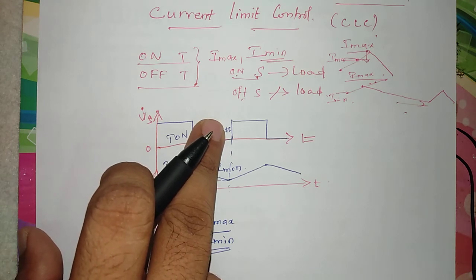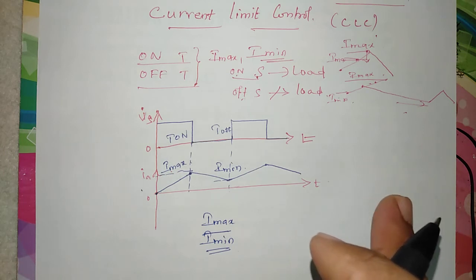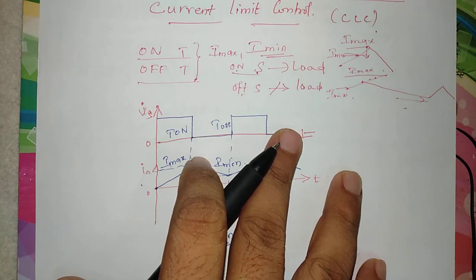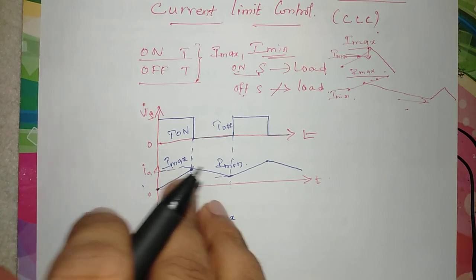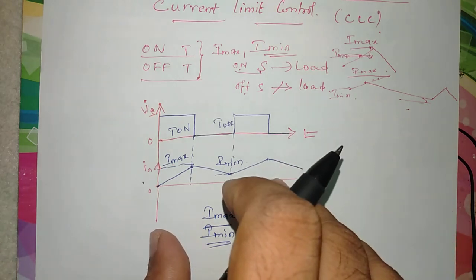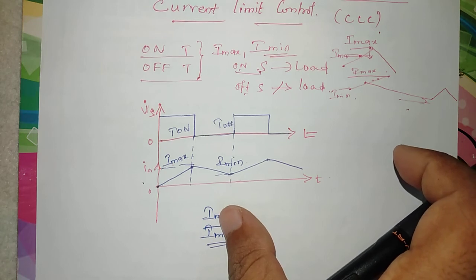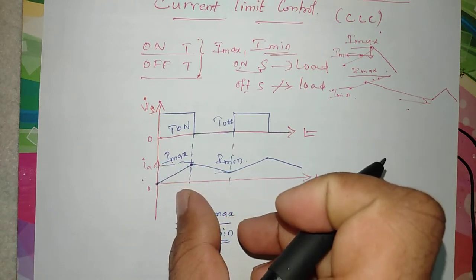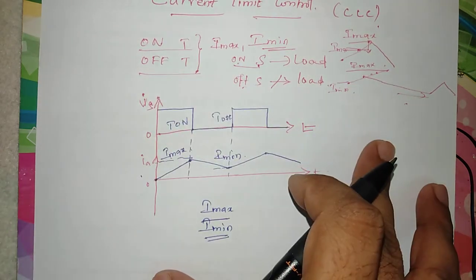So we have studied the current control strategy of a chopper. Control strategy, in the sense, we can have two types: one is based on time, another one is based on current. Based on time, in the sense, constant and variable. In variable we have a further classification: on time kept constant with variable frequency, and off time kept constant with variable frequency. And in current limit control, the maximum current and minimum current can be maintained by maintaining T on and T off. This is the entire concept.